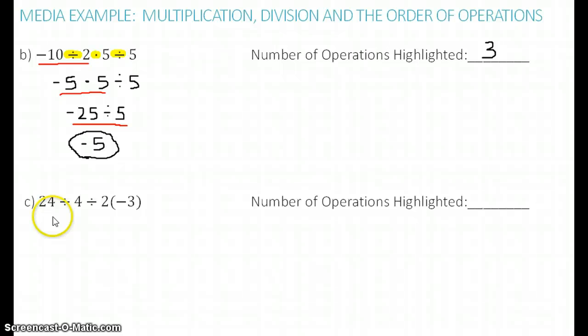Let's look at the last problem. 24 divided by 4 divided by 2. And now notice there isn't a sign here. And we have a -3, that's in parentheses. This doesn't mean 2 minus 3. When the parentheses are next to the number like this, remember that means multiplication. So there's implied multiplication here. We didn't write it, but I'm just going to put a line here to show that this is an operation of multiplication.